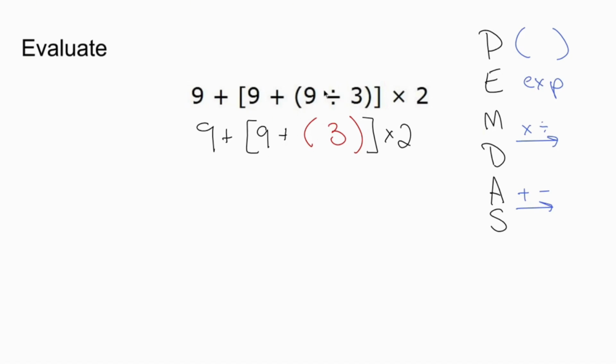So once the innermost parentheses is done, we have to deal with a bracket because a bracket is a special type of parentheses. So 9 plus 3 in this bracket is 12. So let's write that out and drop down 9 plus and times 2. So all the parentheses in the brackets are done.